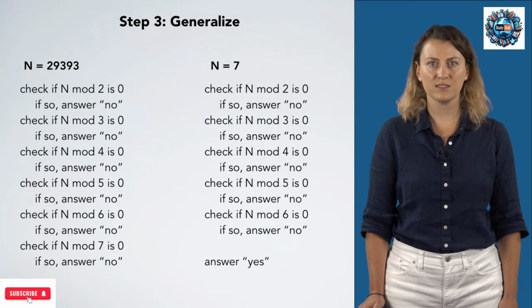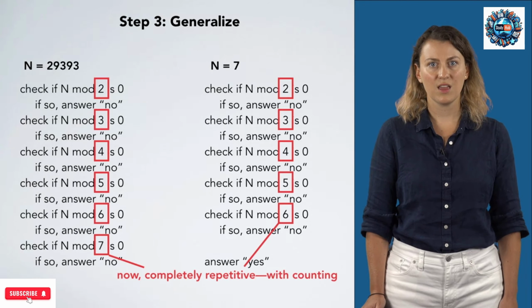So we can make these steps slightly more general. Check if n mod 2 is 0, if so, answer no. Check if n mod 3 is 0, if so, answer no, and so forth. Each time we check if n is divisible by a number. If it is, we immediately answer no. In the case of n equals 7, after we tried all of these, we answered yes.